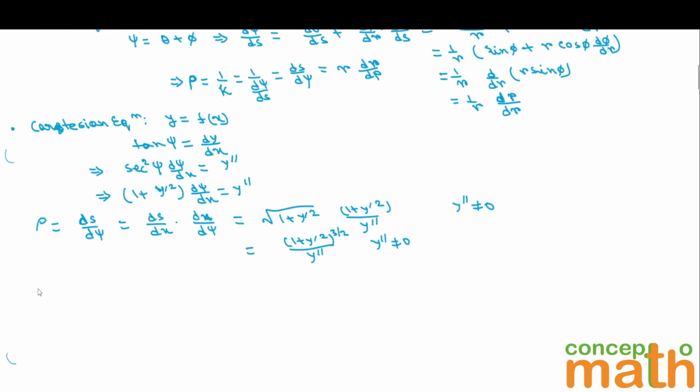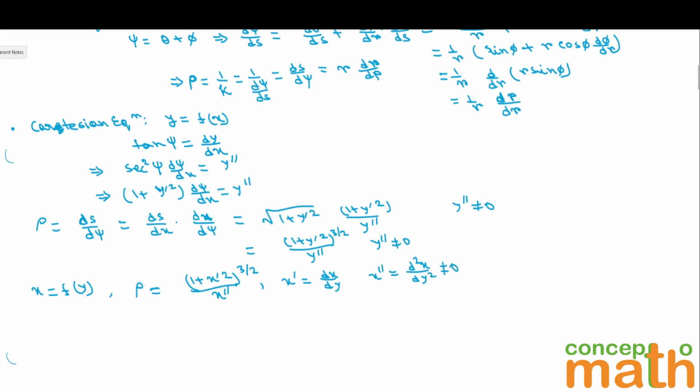And suppose in the Cartesian equation of a curve, instead of the function y is equal to f of x, it is given in the form x is equal to f of y. Then by a similar kind of construction, we can show that the expression for radius of curvature will also be of a similar form: 1 plus x dash square whole to the power 3 by 2 divided by x double dash, where x dash is in this case dx dy and x double dash is d2x dy square, and we assume that this does not vanish.